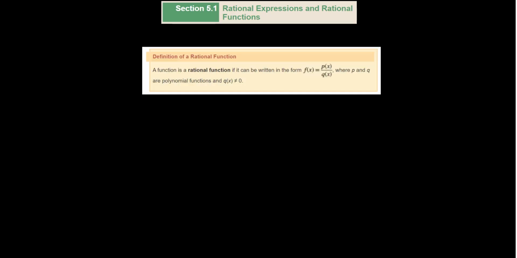So a function is a rational function if it can be written in the form f of x is equal to p of x over q of x, where p and q are polynomial functions and q of x is not equal to 0. Right? So this is basically kind of like saying a fraction. We're talking about fractions in terms of polynomials. We'll have a polynomial in my numerator and a polynomial in my denominator, and that's it. That is the definition of a rational function.